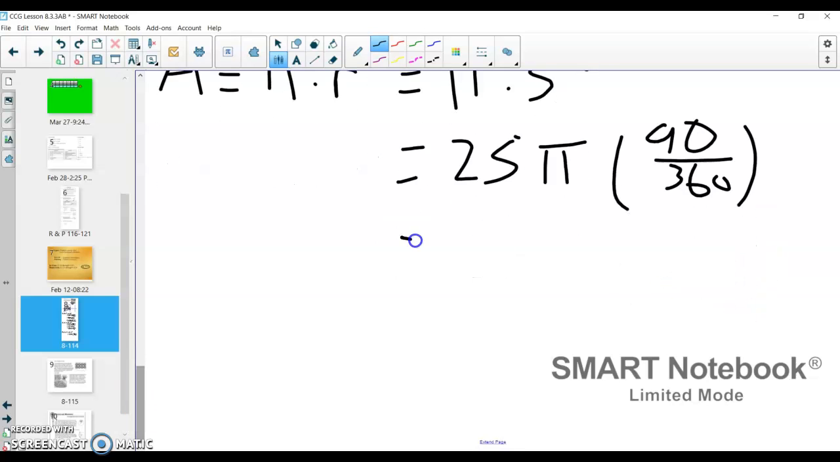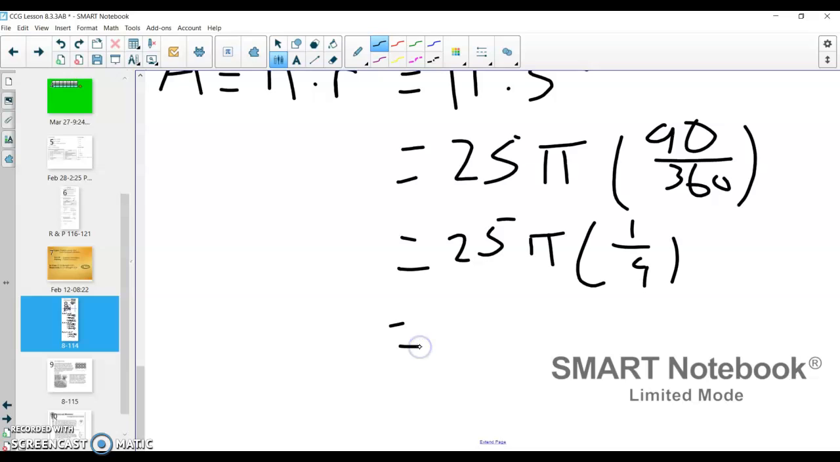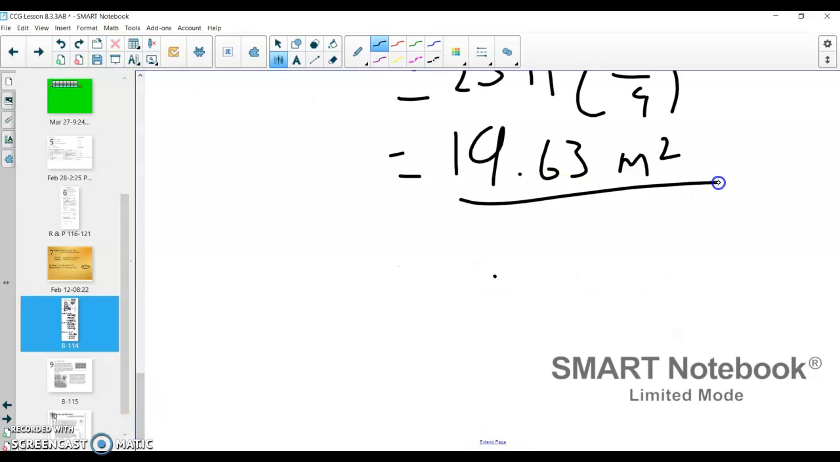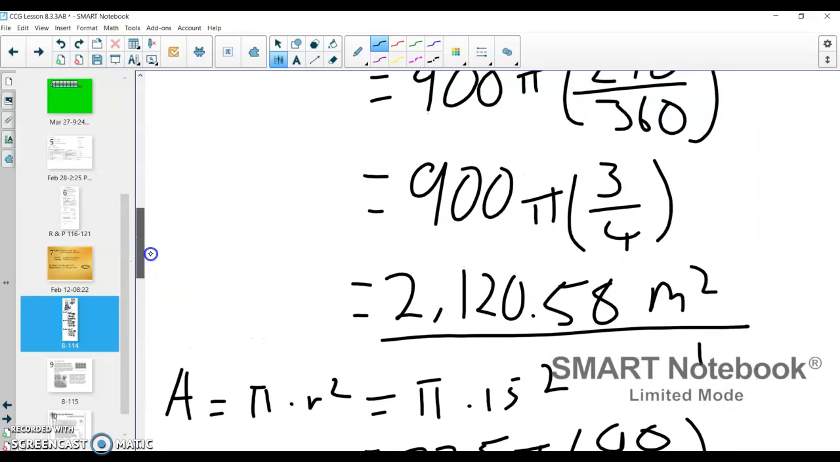That's going to reduce down like it did in the last one. This is 25 pi being multiplied by 1/4, and this is what I plug into my calculator: 25 pi divided by 4, same thing. That gives me 19.63 meters squared. Now I have the area of all three of my sectors. That's the third one right there.